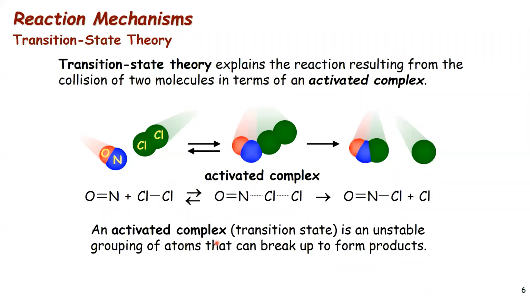So again, the activated complex, also called the transition state, is unstable, so you can't isolate it. In other words, I can't collect a jar of this activated complex. It's immediately either going to go to products or it's going to fall back apart to its original reactants. So again, that is our activated complex.